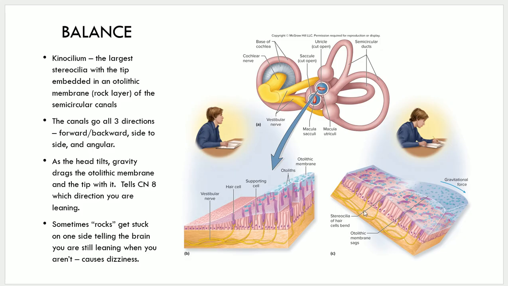So sometimes these otoliths can get stuck, okay? So even though you're upright, if you were just tilted over and the otoliths got stuck, your stereocilia are stuck bending to the right. So even though you're sitting upright, your stereocilia are still bent over. Your other ear is telling your brain, hey, I'm upright. But now this ear is telling your brain, hey, no, I'm actually tilted over. And now your brain doesn't know what to do. And that is what causes dizziness.